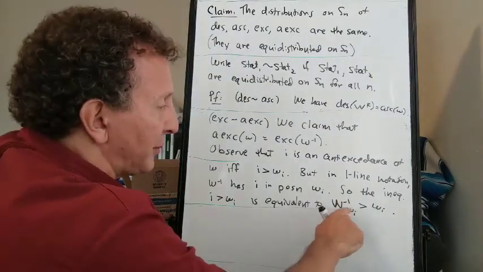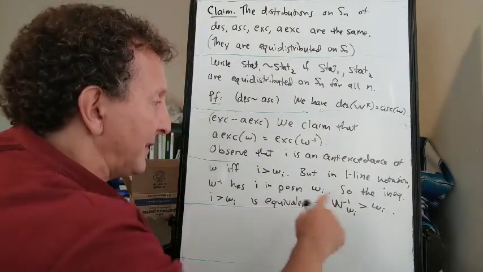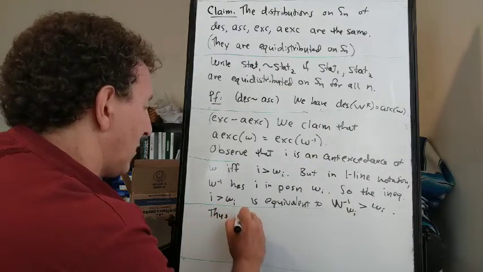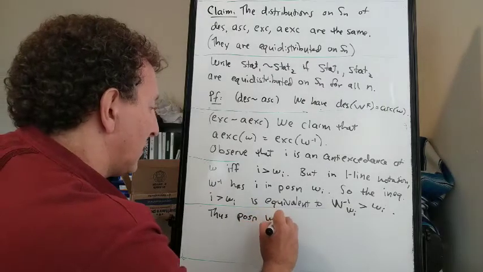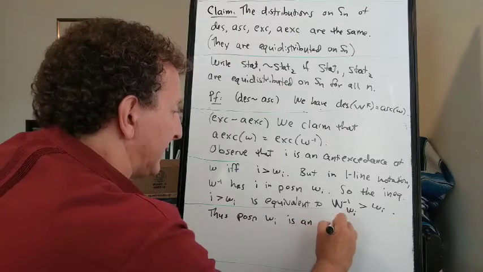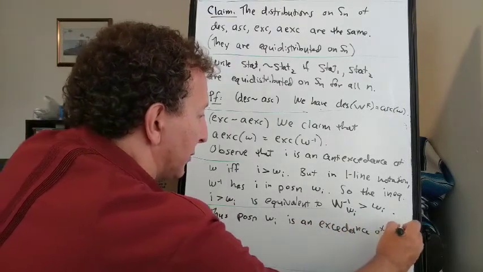But if what we see in position Wi is greater than the index Wi, that means that we have an exceedance. So position Wi is an exceedance of W inverse.